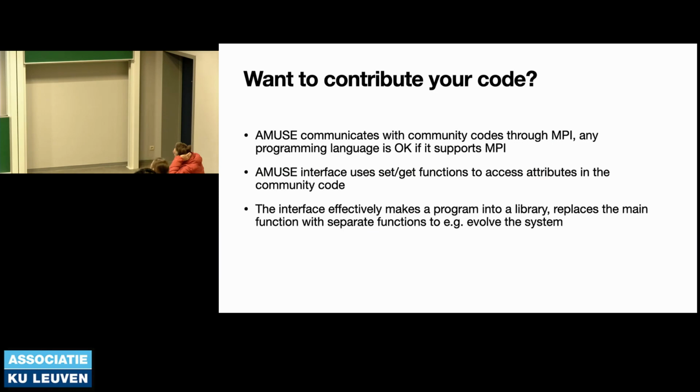An interface is basically a thing that just queries your code for what's there. So instead of just running your main program, we compile your code as a library and then say, okay, tell me what is parameter X at this point, or parameter Y, or the mass of your star, or the luminosity of your star, or the time. And this is doable for almost every code that we've come across.